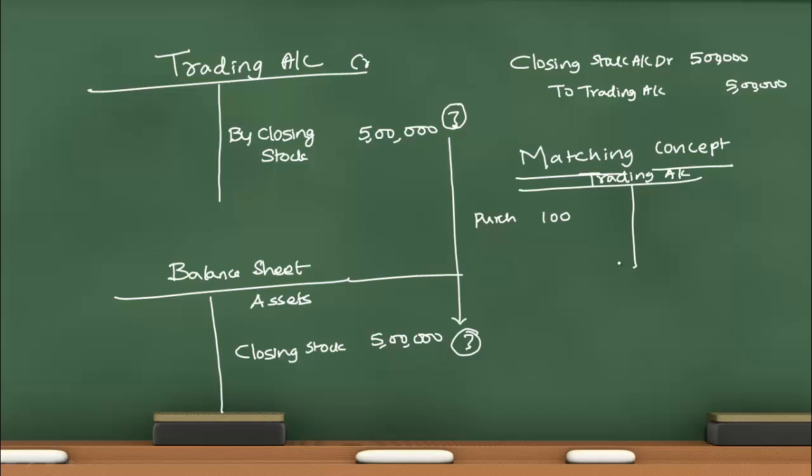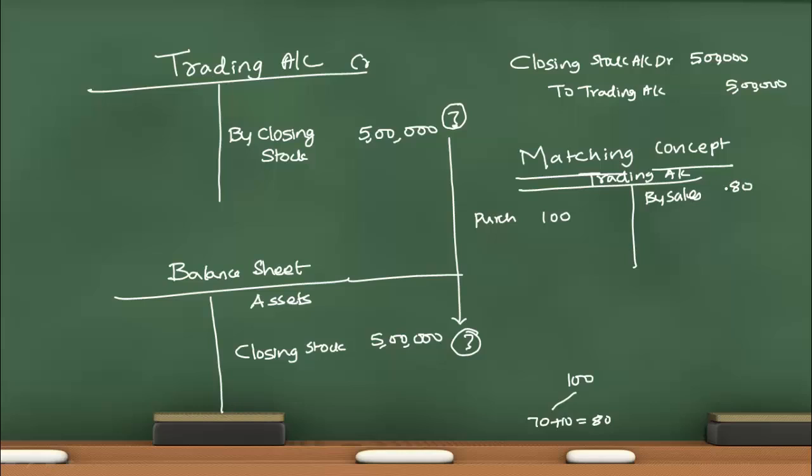The company wants to sell the entire 100 rupees worth of goods, but it couldn't. So out of 100, it has sold only 70 worth of goods with a profit margin of 10 rupees. So it was sold at 80 rupees. So the company writes here, by sales 80 rupees.